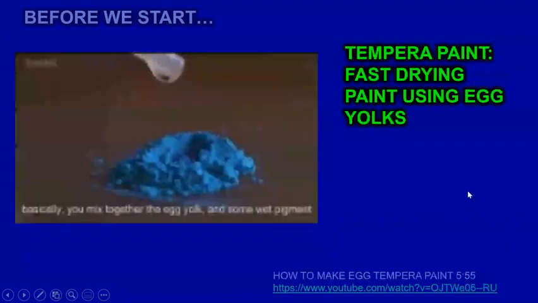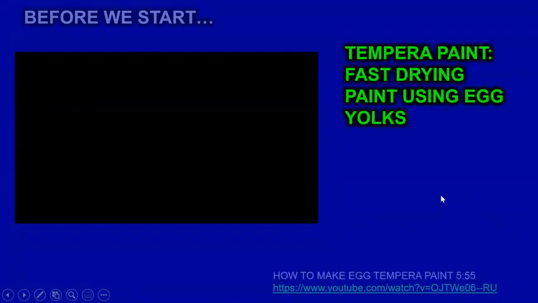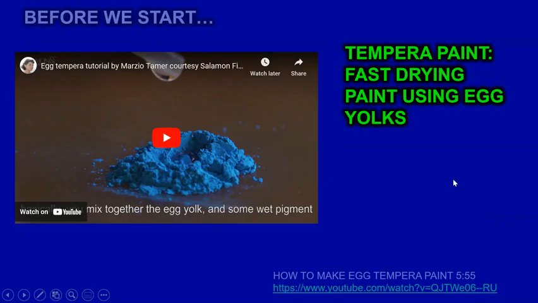In letters to his family. All right, next, I'm going to show you guys how tempera paint works. Tempera paint is a fast drying paint using egg yolks.